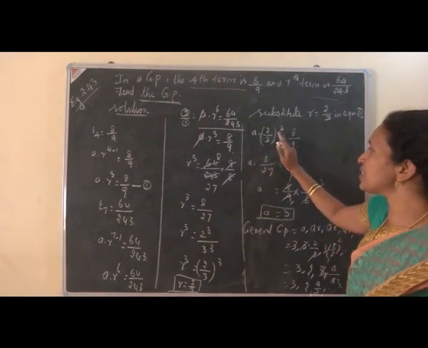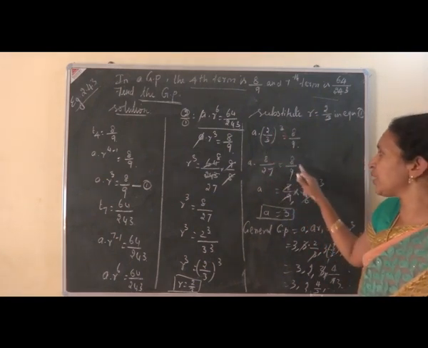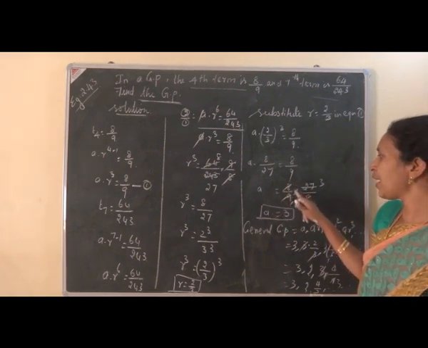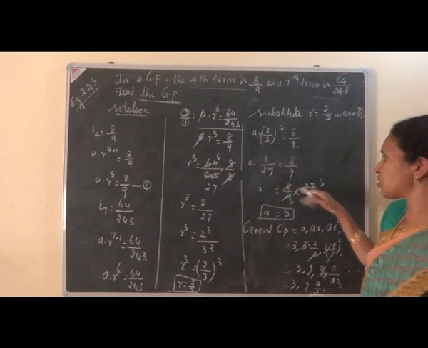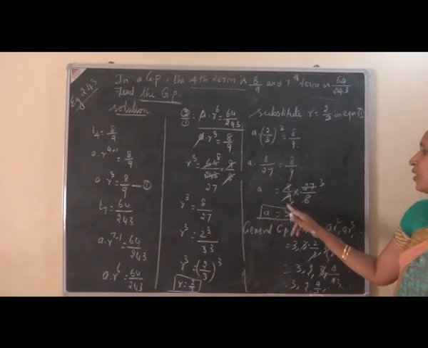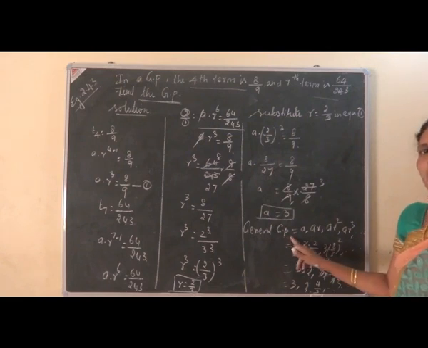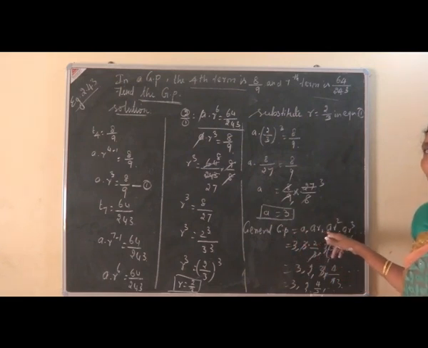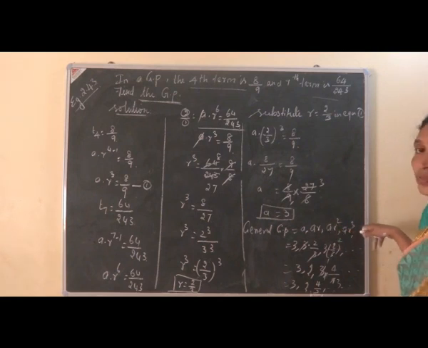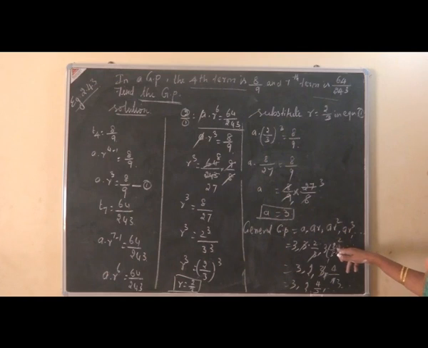Now listen students. 2 cube is 8, 3 cube is 27, equal to 8 by 9. So a equal to 8 by 9 into the reciprocal of this, 27 divided by 8. 8 and 8 cancel. 1 9 is 9, 3 9s are 27. So a equal to 3. General geometric progression is a, ar, ar square, ar cube, etc. So a value 3, into r value 2 by 3, comma, 3 into 2 by 3 the whole square, etc. Do you understand students?